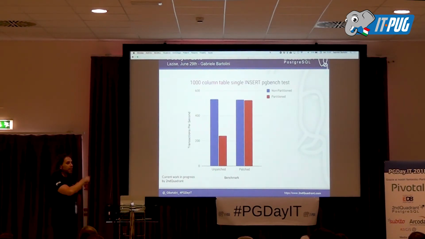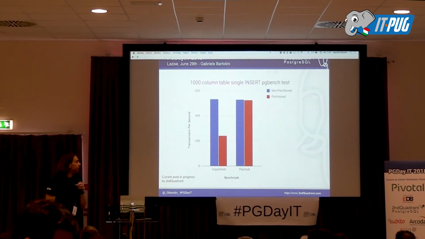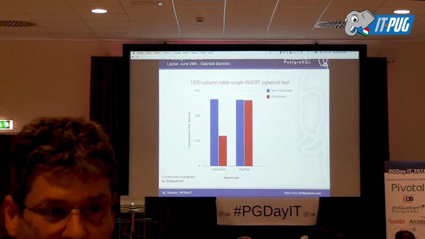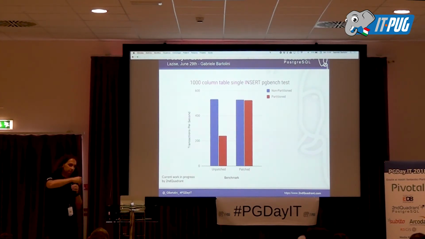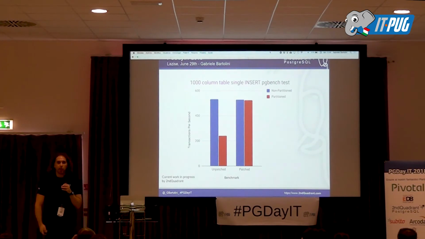However, as I was saying, there's still a lot of work to be done. This is current work in progress by some of my colleagues at Second Quadrant. We already have a patch for this case, which will probably enter Postgres 12. And this is Postgres 11. We can reach almost less than half the number of transactions of a single table. With Postgres 11 plus the patch that we are proposing, it's almost the same.